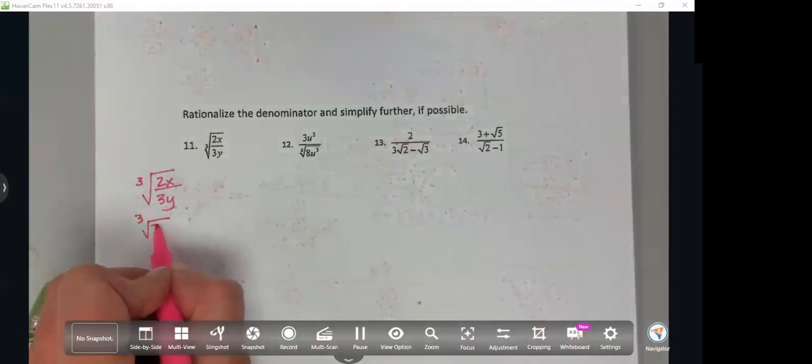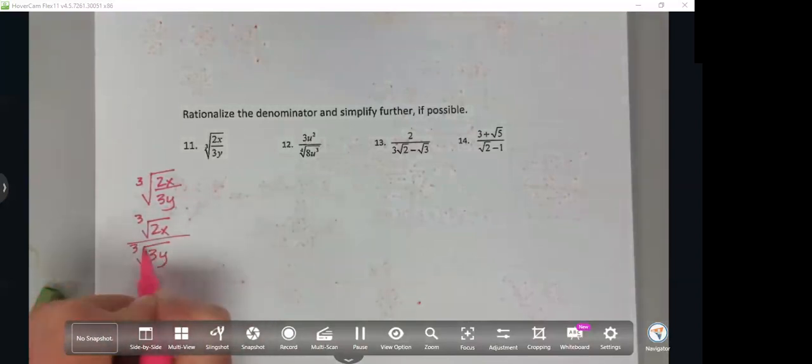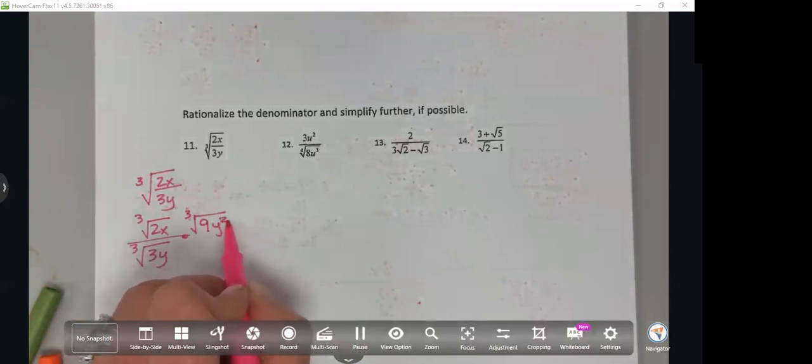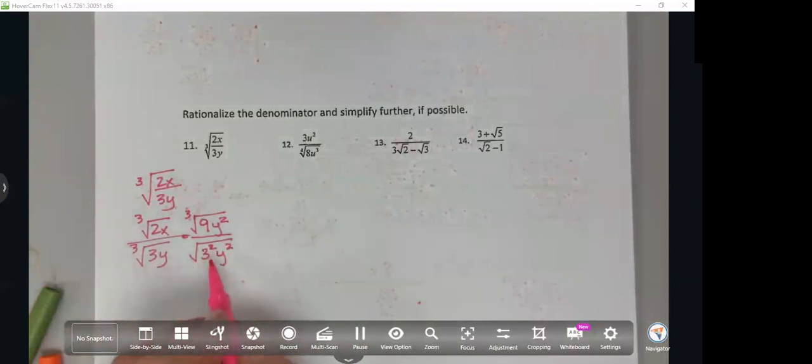This is cubed 2x over cube root 3y. I need 3 of these, so I need to multiply by 9y squared. Why 9y squared? Because I can rewrite 9y squared as 3 squared y squared, if that makes it easier for you to see.